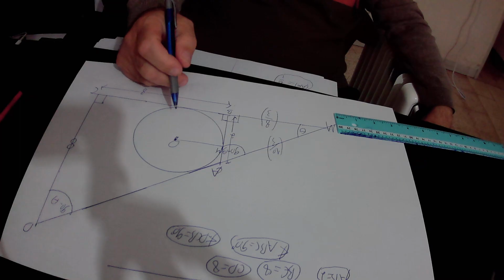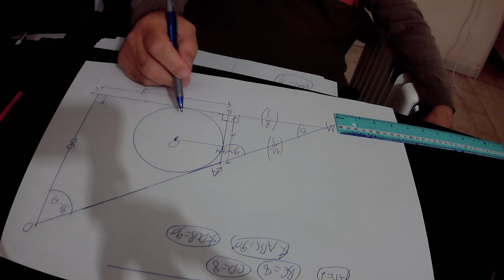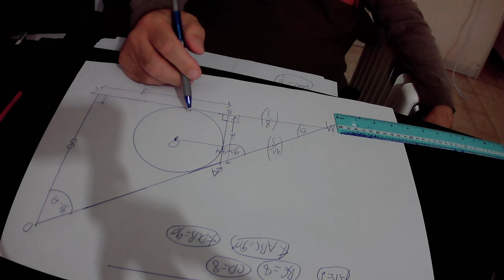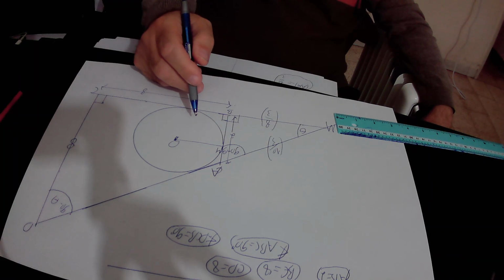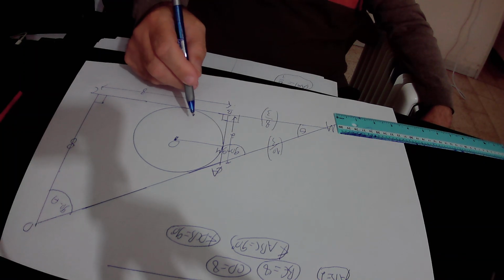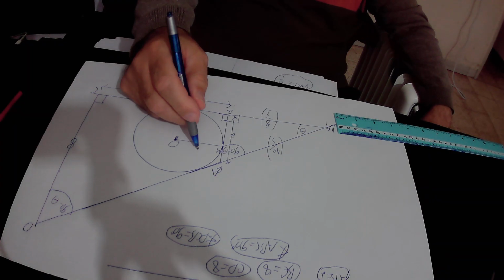Point O is the center of the circle. Point M is the point of the circle itself, therefore OM is the radius of the circle. We'll define the radius of the circle as x, so OM equals x.